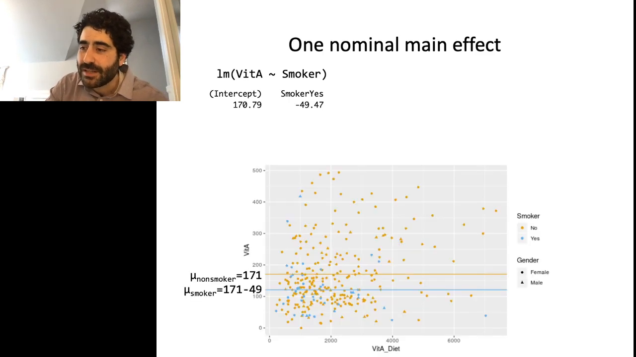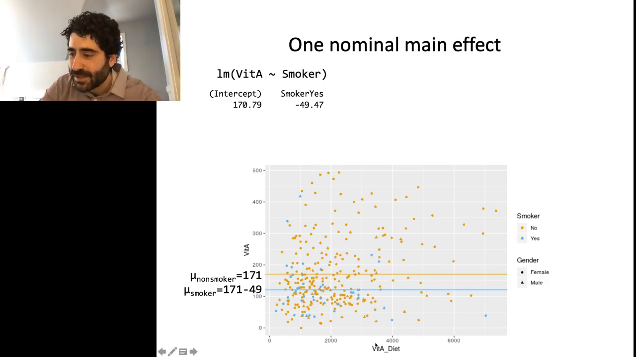So we could draw our model out, and it basically looks like this: if you're a non-smoker, we're going to predict that your vitamin A levels are 171. If you are a smoker, we're going to subtract 49 from that prediction. Our predictions here look like straight lines in this plot because they're not using this vitamin A diet thing. But if you are an orange dot, meaning you're not a smoker, we're going to predict 171. If you're a blue dot, we're going to adjust our prediction downward by 49.